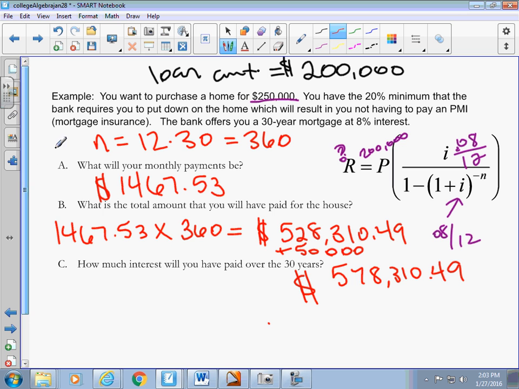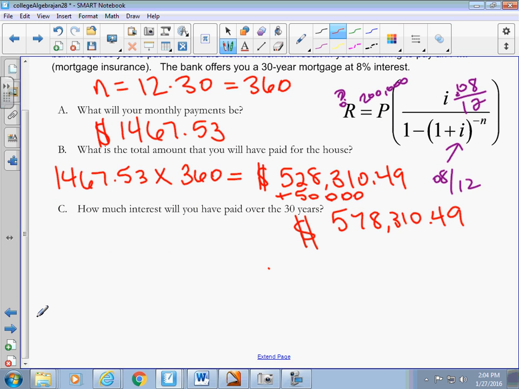So at the very beginning of the problem, remember it was a $250,000 house, but I put 20% down, which was 50. And then I subtracted that and said, okay, I only used a $200,000 loan. How much did I pay in interest? Too much. I don't know exactly. It's 300 and something thousand. How do I find it? That's why I asked you. How do I find how much I paid in interest?